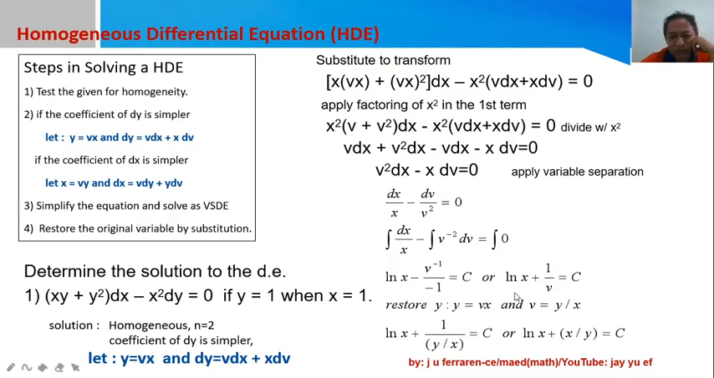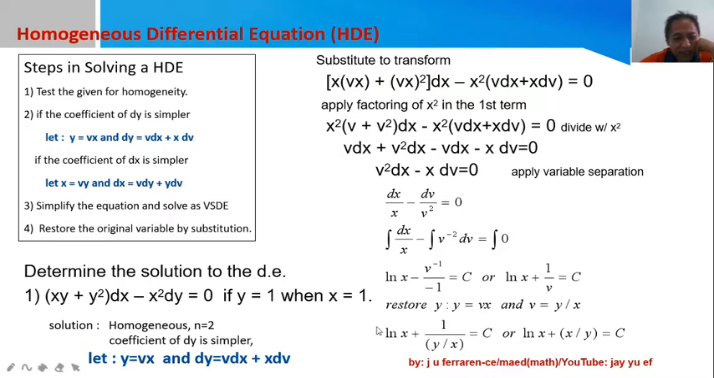This is a general solution, but this is containing, so, step number 3, no? This is containing a dummy variable v. So, that is why I can restore the variable y, knowing that my y was changed to vx. So, my v can be y over x. So, I can substitute 1 over v, my v is y over x, and that's equal to c. So, it's the reciprocal of y over x. That is x over y in my second term. So, ln x plus x over y equal to c.